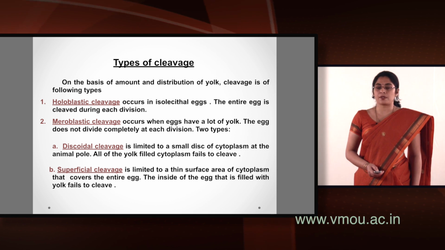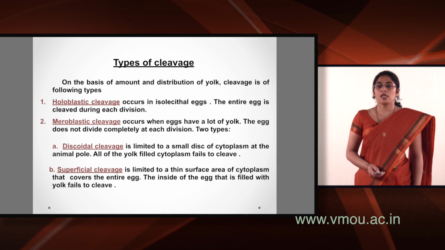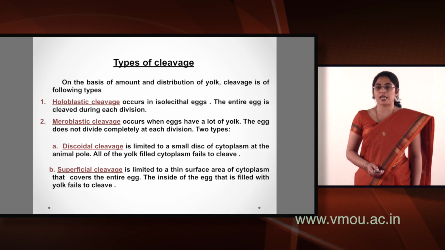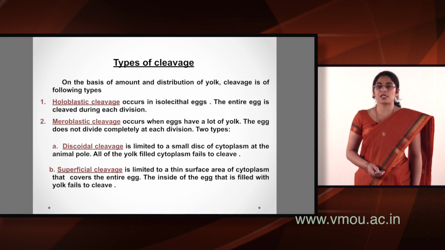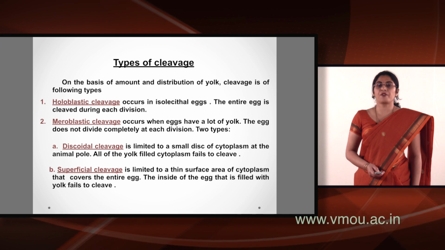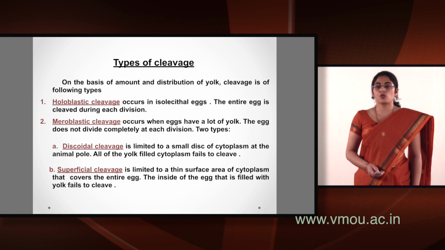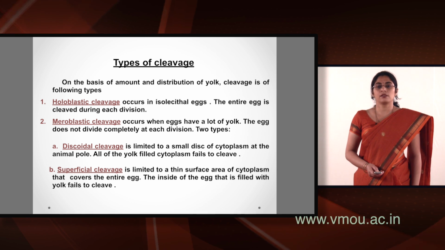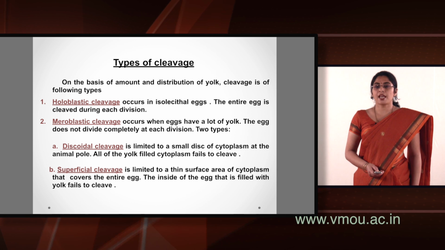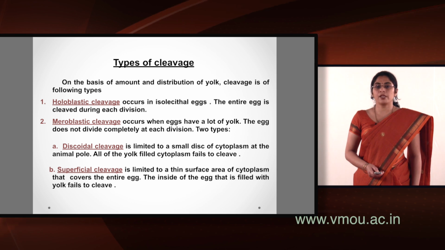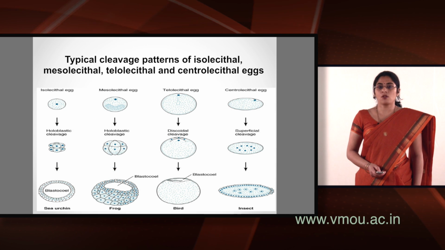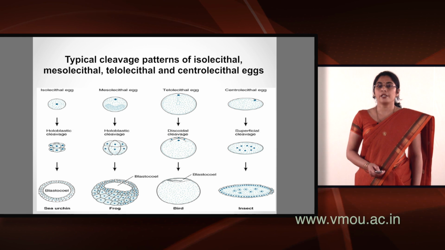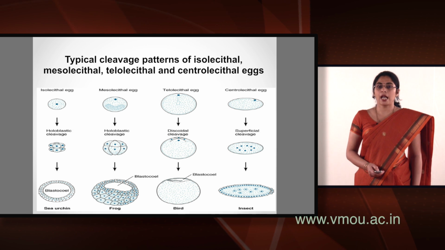These are of two types. First, discoidal cleavage. It is limited to a small disc of cytoplasm at the animal pole. All the yolk filled cytoplasm fails to cleave. Second, superficial cleavage. It is limited to a thin surface area of cytoplasm that covers the entire egg. The inside of the egg that is filled with yolk fails to cleave. These are the typical cleavage patterns of isolecithal, mesolecithal, telolecithal and centrolecithal eggs.